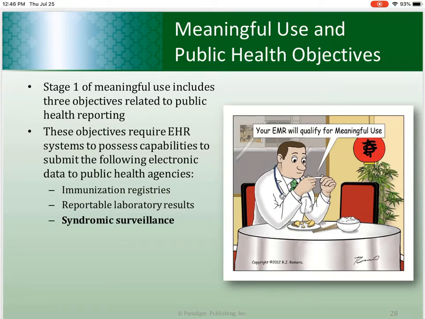Stage 1 of meaningful use has 3 public health objectives that require the capability of an EHR system to submit electronic data to public health agencies for: the first one, immunization registries; the second, reportable laboratory results; and third, syndromic surveillance. The U.S. government included these meaningful use requirements for EHRs to improve collaboration between clinical and public health organizations at both local and state levels. So let's break each one of these down.